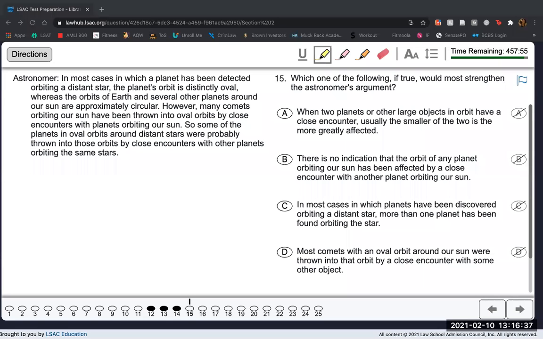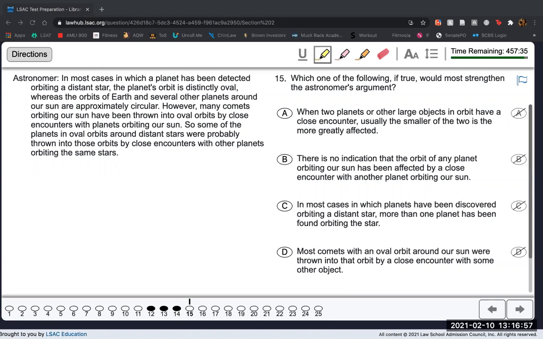This is question 15 from PT75 logical reasoning section 1. We're asking what would most strengthen the astronomer's argument. So we're going to want to identify our conclusion. We might be strengthening it by filling in a flaw. We might be protecting the argument from weaknesses.